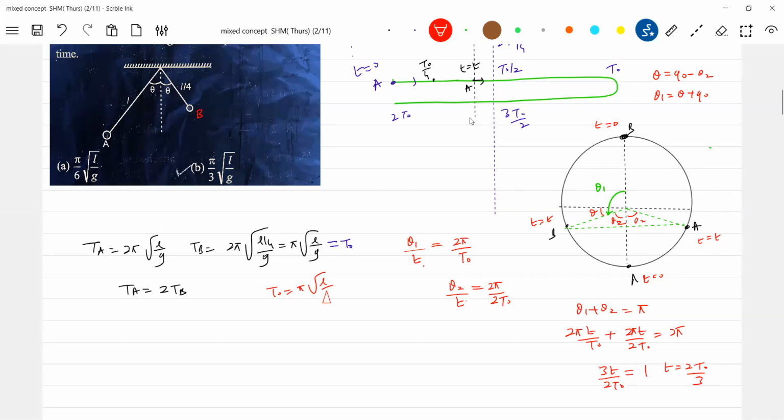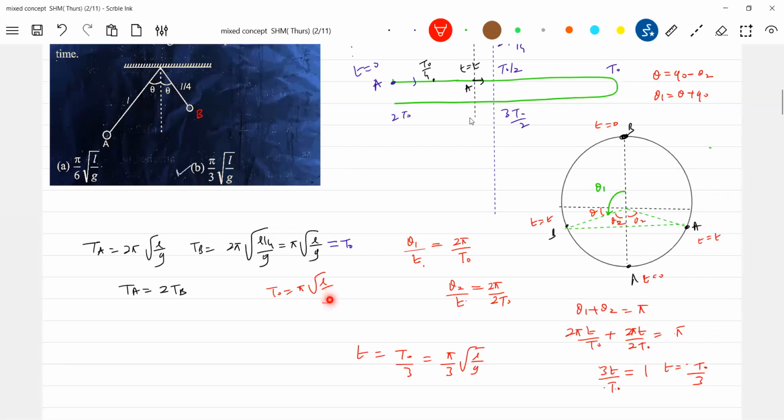So it will be only pi, sir. It's only pi. Okay, this will become 3t naught. Okay, t naught by 3. Thus we know this time. What is T naught? T naught in this one. So this will become T naught by 3, so this will become pi by 3 root L by G.